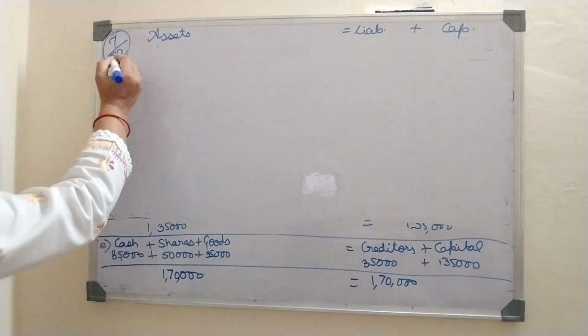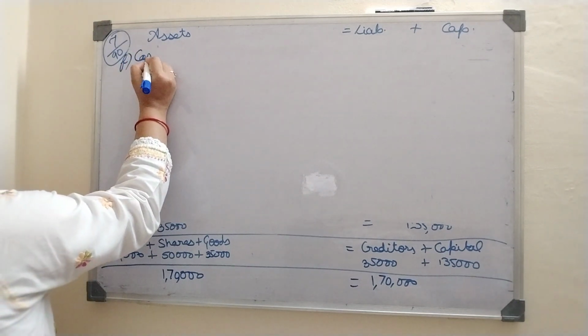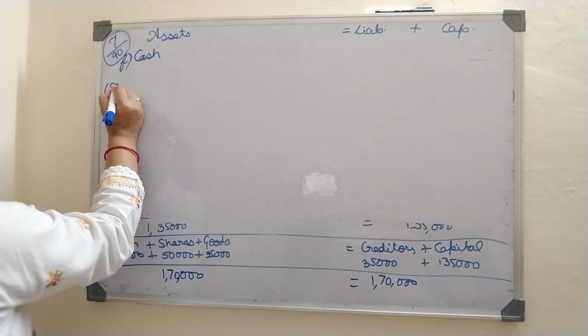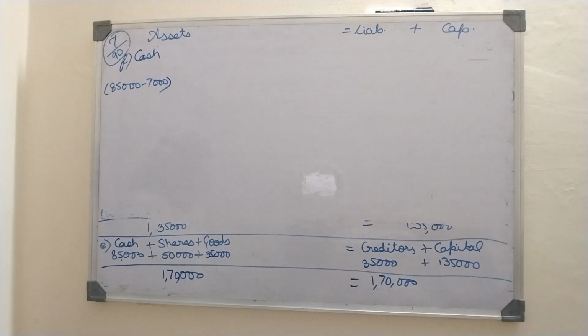So the next part, that is the F part, says paid cash for household expenses. When you are paying cash for household expenses, these are drawings, right? So cash should be deducted by 7,000. 85,000 minus 7,000 comes to 78,000.